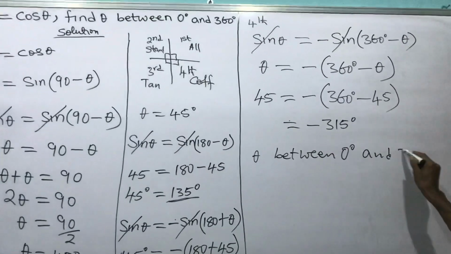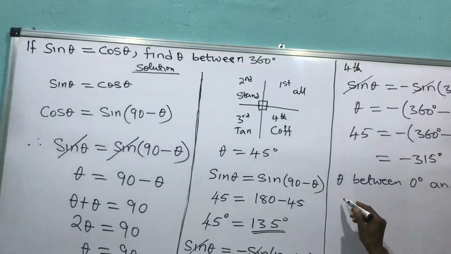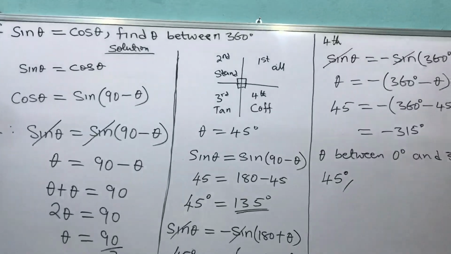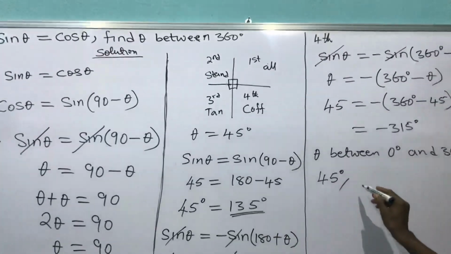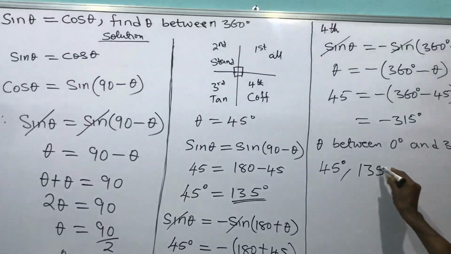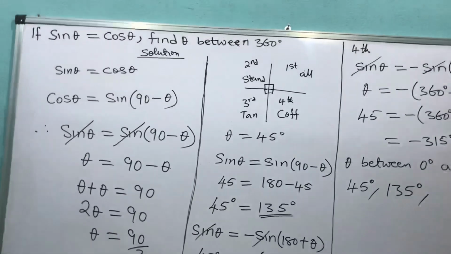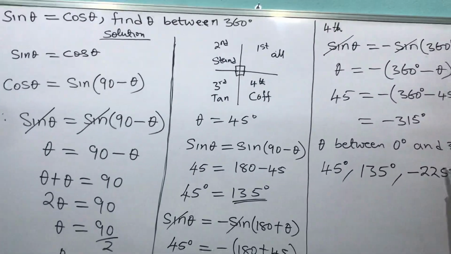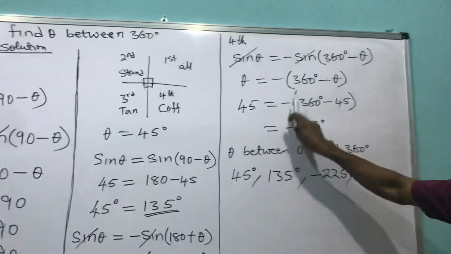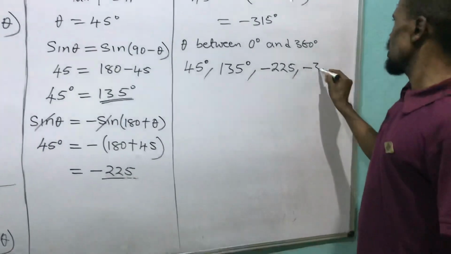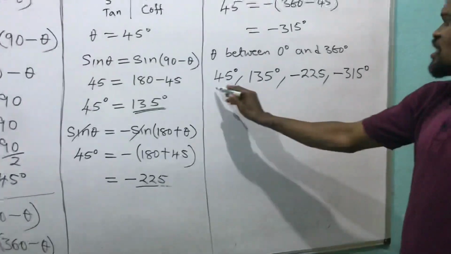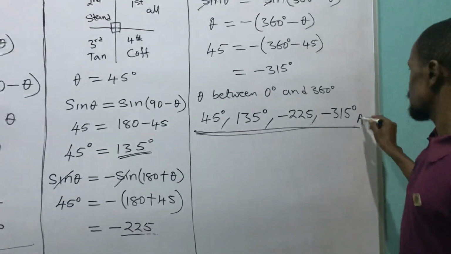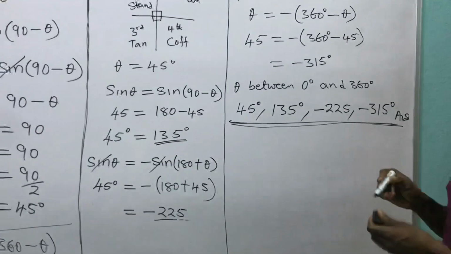Therefore, to get the theta between 0 degrees and 360 degrees, the first quadrant angle is 45 degrees, the second quadrant angle is 135 degrees, the third quadrant angle is minus 225 degrees, and the fourth quadrant is minus 315 degrees. And that's the answer to the question asked to solve.